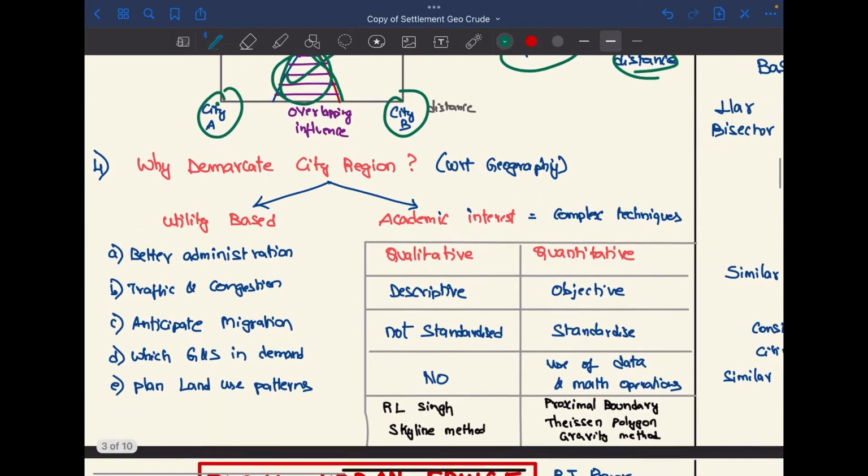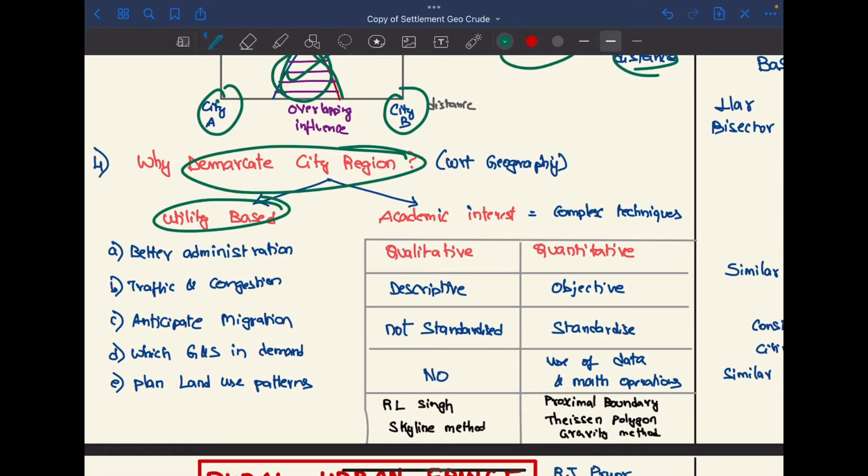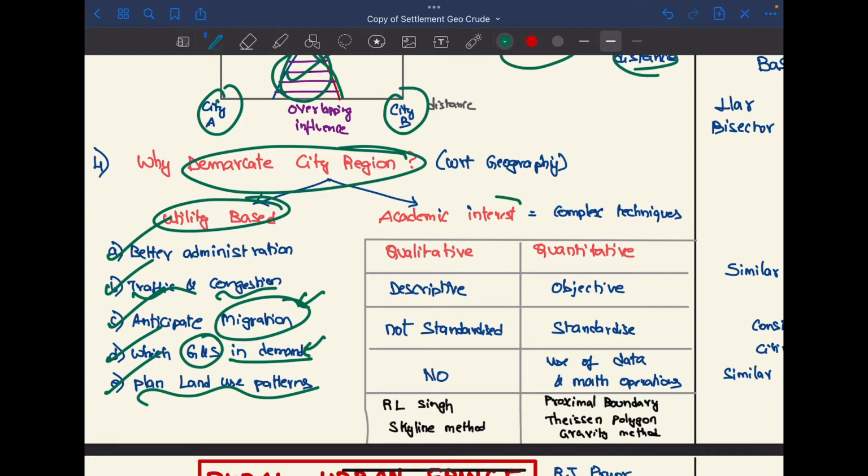So actually, why demarcate the city region? First one is utility based: for better administration, for better traffic management and congestion management, to anticipate migration and make amenities for them, to know which goods and services to produce and which are in demand, and how to plan land use patterns. And second is academic interest, because complex techniques are used in geography to demarcate city regions.